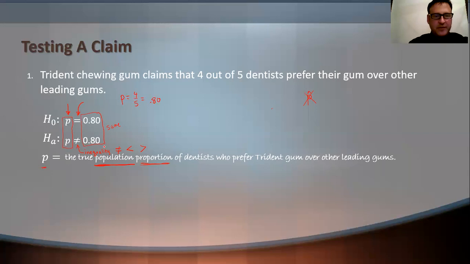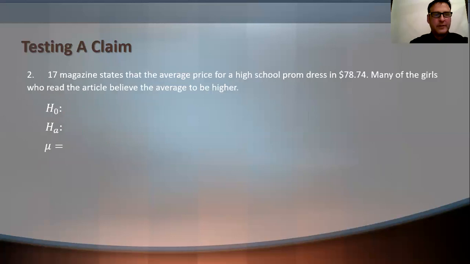The other type that you will see goes into our next question. It doesn't deal with proportions, but it deals with averages. So I just made up this problem that says 17 Magazine states that the average price for a high school prom dress is $78.74. Just made that up. Many of the girls who read this article believe the average to be higher.